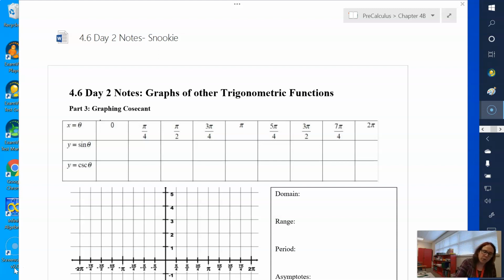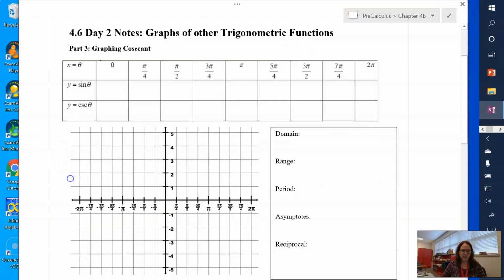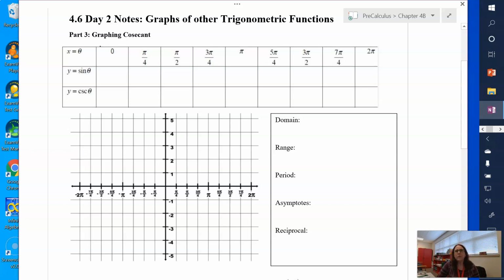And today we are going to graph the cosecant and secant. So first off, let's get the cosecant. I'm going to use a table where I fill in x's and y's. Across the top is the x, which is theta, and I'm going to put in 0, pi over 4, pi over 2, and so forth. Then I'm going to find the sine at each place, and because cosecant is just 1 over the sine, I am then just going to take the reciprocal of each of my answers.